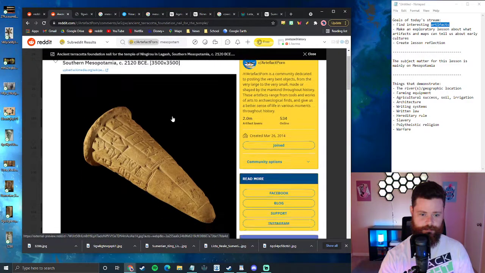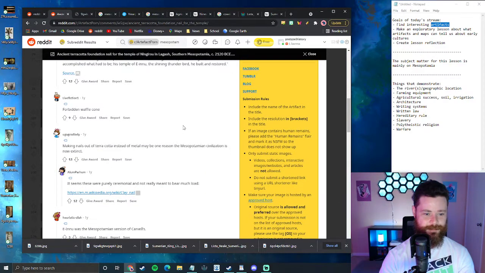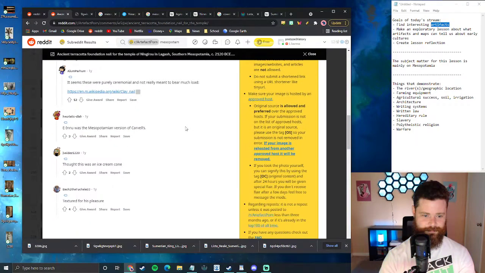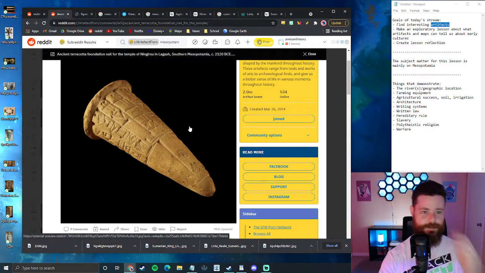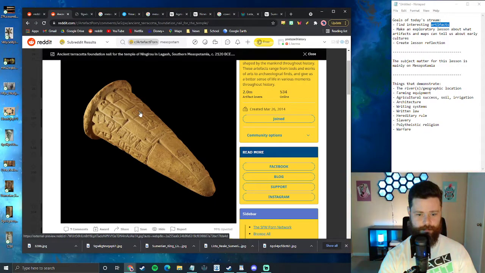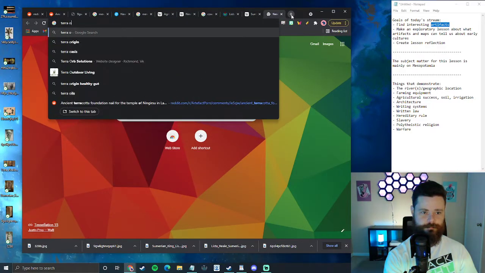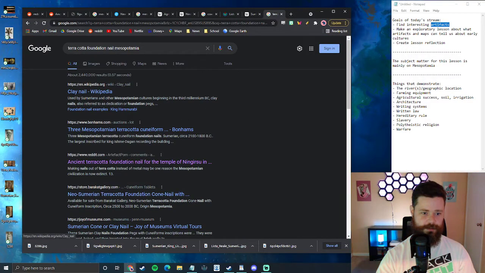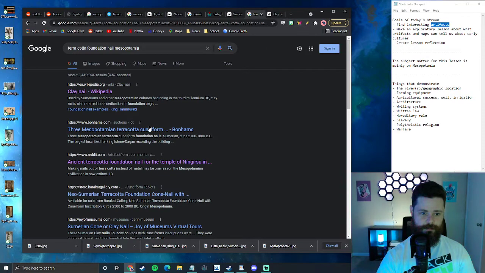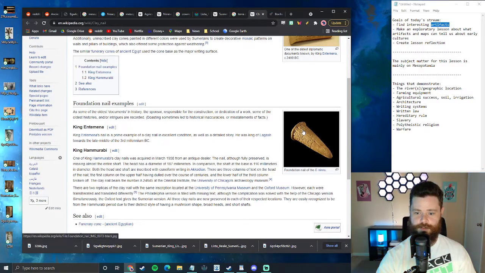Foundation nail. Wait a minute, hang on. It has writing on it, but I wonder, because it says foundation nail. Is there anywhere else that has more information on that? Clay nails. Okay, it looks like the same picture.